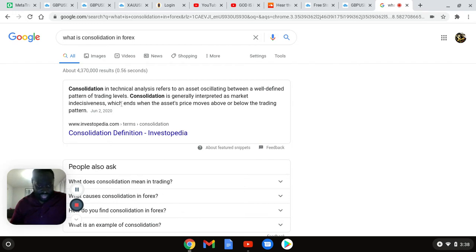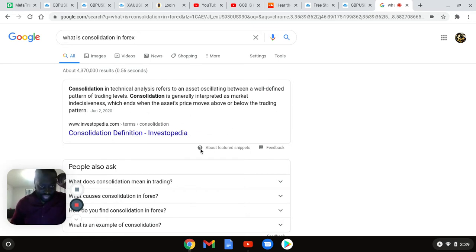Consolidation is indecisiveness, which ends when the asset's price moves above or below the trading pattern. So the trading pattern is when it's a downtrend or an uptrend. That's why you have to study this, because if you don't know this, you're going to be jumping the gun and making stupid decisions. Excuse me for using the word stupid, but it could cost you a lot, so we don't want that. We want to make money here, okay?